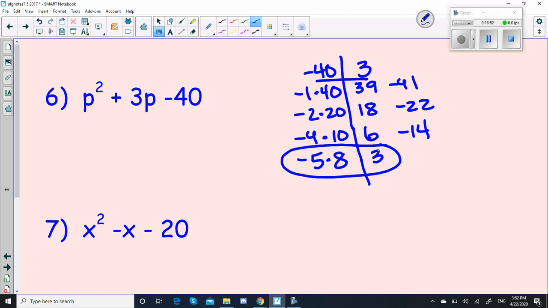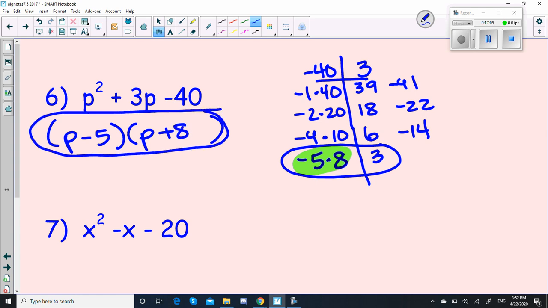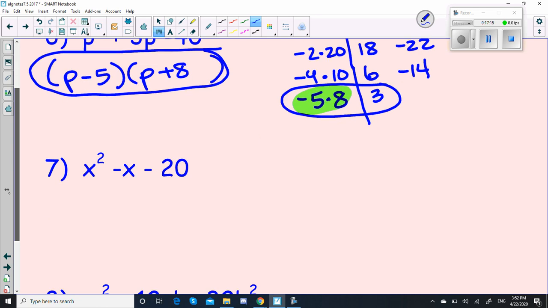Once I find that 3 and it matches, now I go over here and put my p's in the front because it's p squared. And then I use these numbers that we came up with in our table, our work, and we put them in behind the p's. So minus 5 and positive 8 is my answer. And again, you can have that if you would rather have it as p plus 8 and p minus 5. It's exactly the same thing. Okay, I hope you tried number 7.